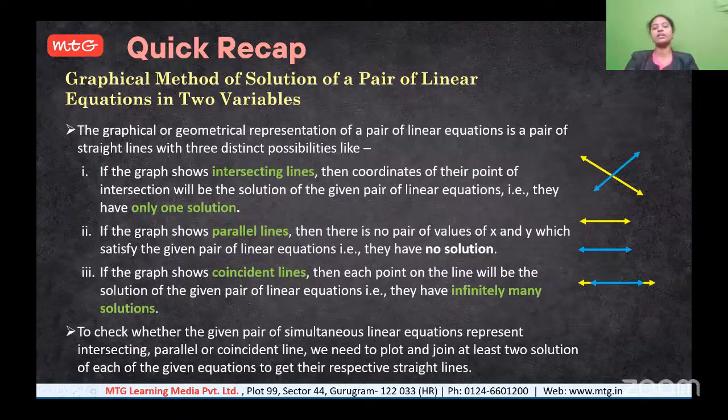Now, to check whether the given pair of equations represent intersecting, parallel or coinciding lines, first and foremost, we should know how to plot or draw them on graph paper. So, how can we do that? To represent any linear equation on a piece of graph paper, you need to plot at least two points, not more, 2 or 3. And if you join those 2 or 3 points, then you'll get the respective straight line.